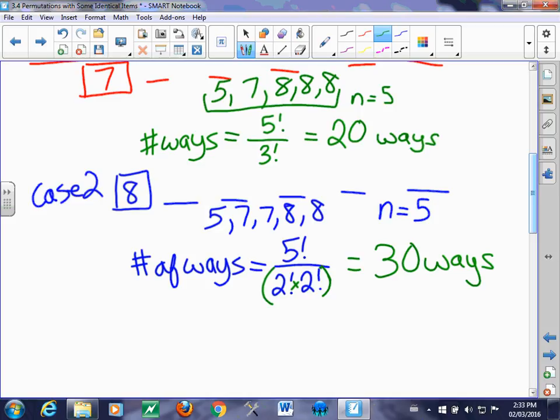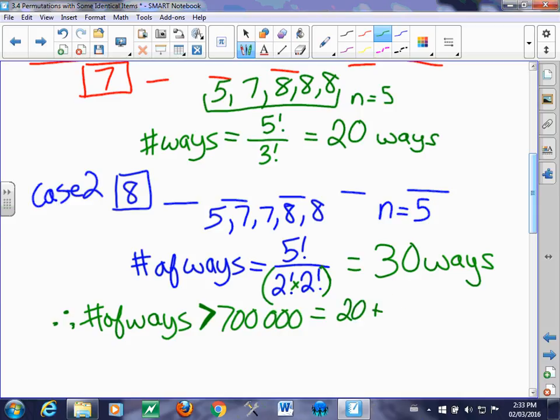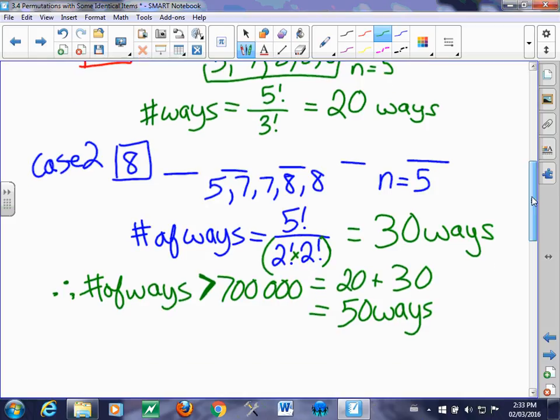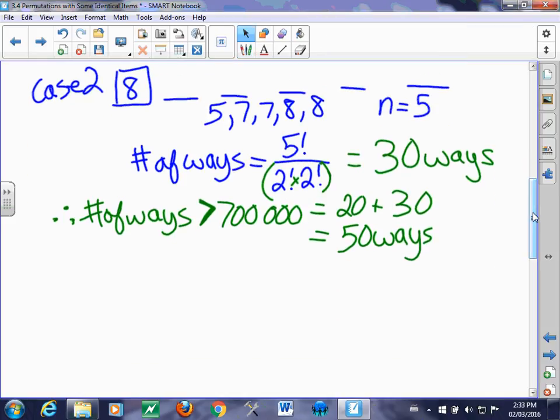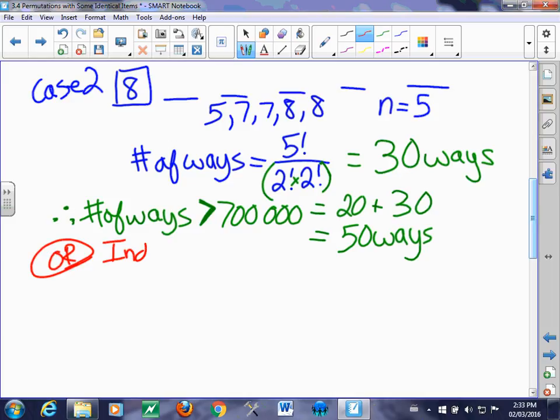All right. Okay, so that's case 1 or case 2. Now how do we do it? We total them up. So therefore, number of ways to be greater than 700,000 equals 20 plus 30, where you're adding the 2 cases up. So that equals 50 ways. Okay, now that was what we call the direct method. Okay, we could do the opposite, which is the indirect method. So let's just quickly do that, and you can tell me which one you like. I'd be curious to find out. So, the indirect method.